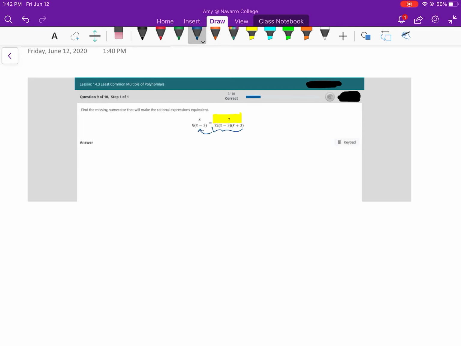So for instance, you had a 9 and now you have a 72, so you multiplied by 8. You had the x minus 3, which you have over here as well, but now you have also x plus 3. So you've got those two things that you've multiplied onto this fraction to create this new denominator. So then what we need to do is take that exact same thing and multiply that times the top of our fraction.